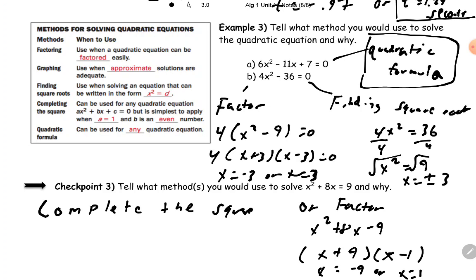Now, once again, you can use the quadratic formula for any of these. Negative b plus or minus the square root of b squared minus 4ac, all over 2a. I'm putting a lot of emphasis on that formula because you either need to memorize it or write it down.